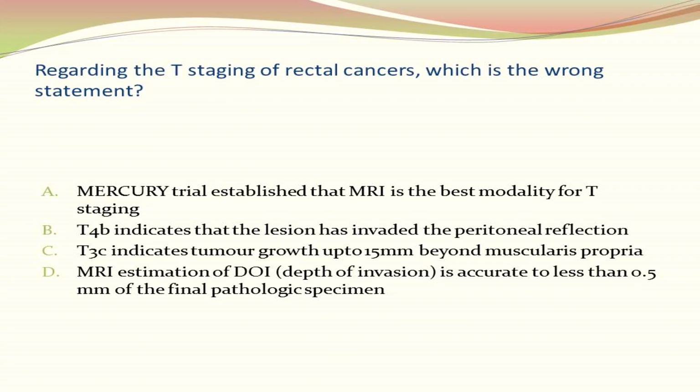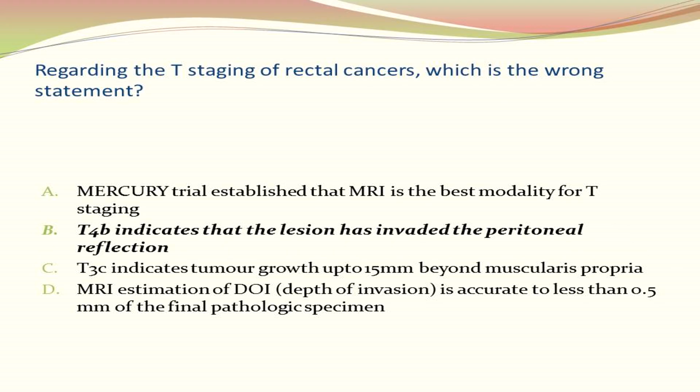Okay, so again this option is also right. T3C indicates 15 mm beyond muscularis propria. This again is right. What is problematic here is T4B indicates a lesion has invaded the peritoneum. Is that so? T4A indicates peritoneal involvement. Okay, so the answer here is that T4B indicates a lesion has invaded the peritoneum is the wrong statement.